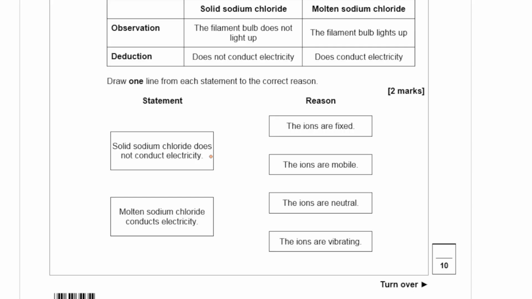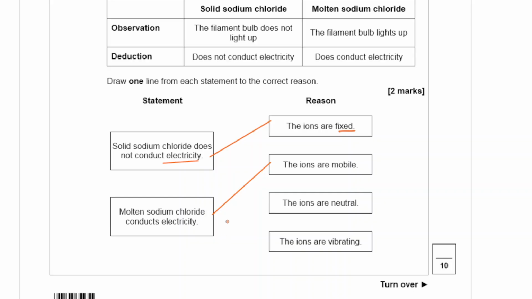The ions are fixed, or are they vibrating? Now they are fixed. The reason they can't conduct electricity is because the ions can't actually move, so it has to be fixed. They are vibrating in fixed positions. But just because it's vibrating doesn't mean that it's actually an explanation for not conducting electricity. Molten sodium chloride conducts electricity because the ions are mobile.